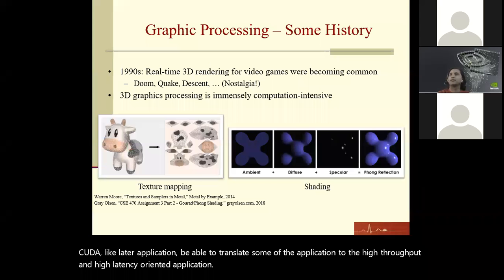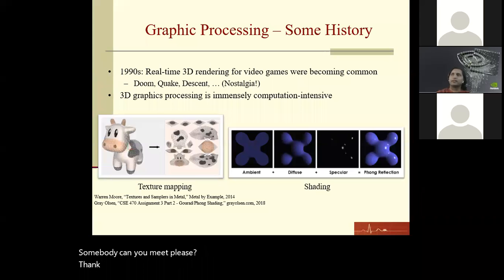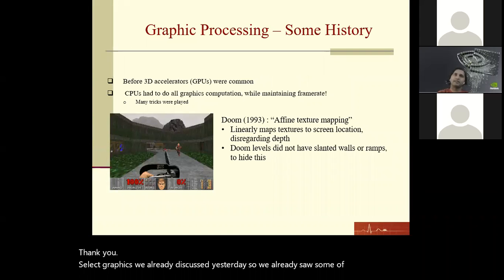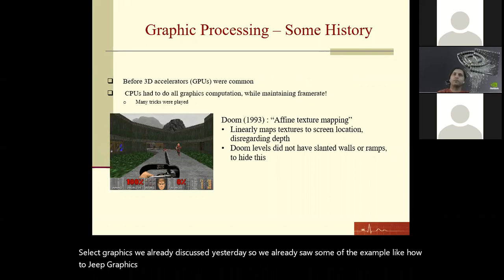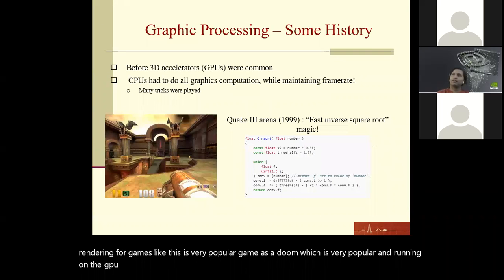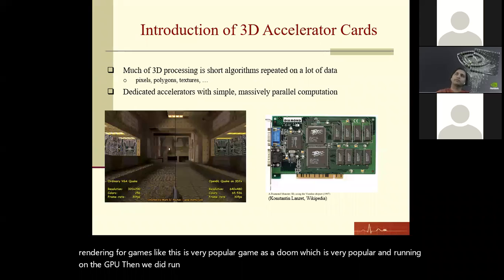Yeah, thank you. So graphics, we already discussed yesterday. We already saw some examples of how graphics processing is very popular in the GPU domain. We use it for rendering and games. This is a very popular game, Doom, which runs on the GPU. Then this is another, Quake 3. Then another. The first GPU card looks like this, which had a small dedicated accelerator.